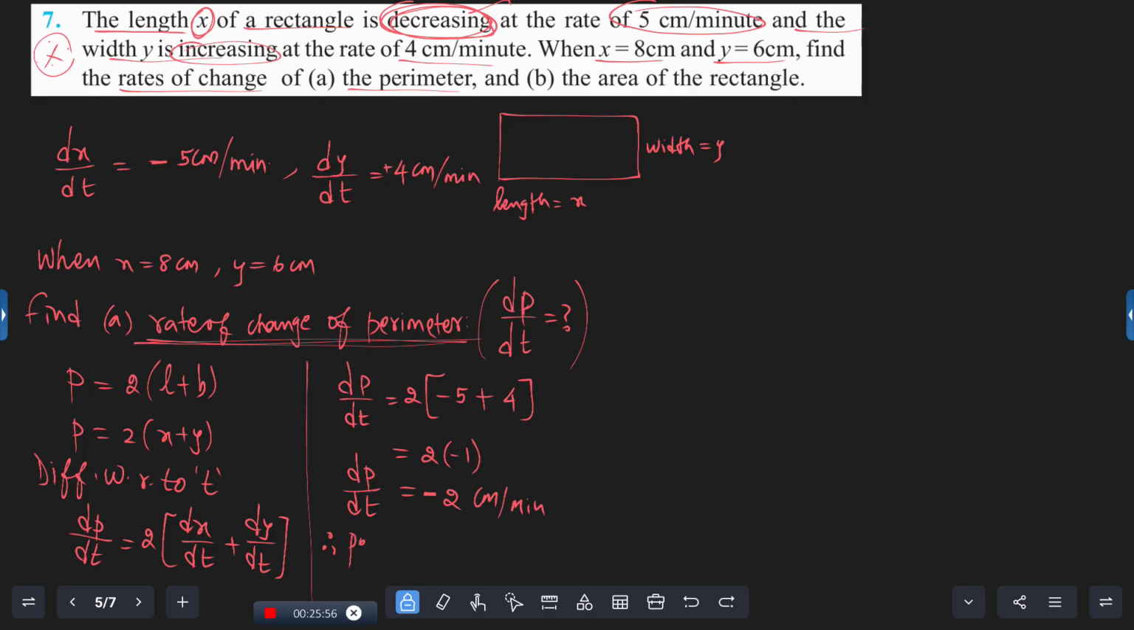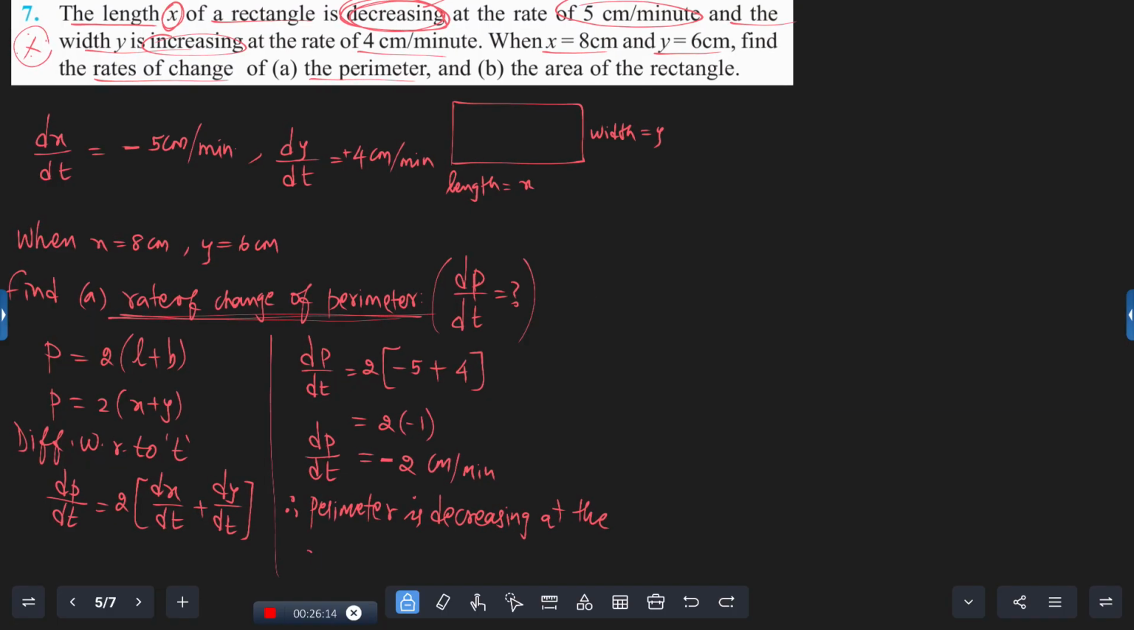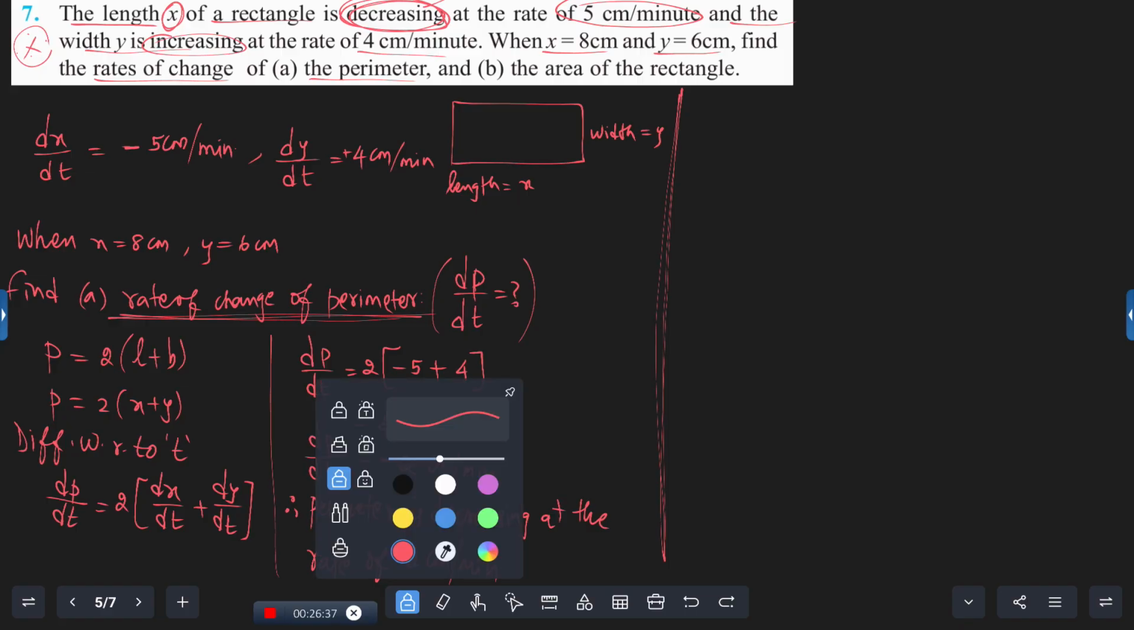Perimeter is decreasing at the rate of 2 centimeter per minute. See, when you write, you should not put negative here, because we have mentioned the word decreasing. When you mention the word decreasing, you should not put the negative in the statement. Understand? Be careful. This is question number A.